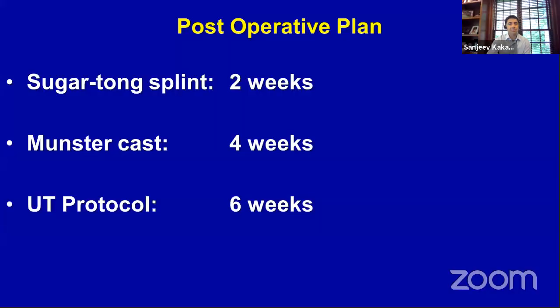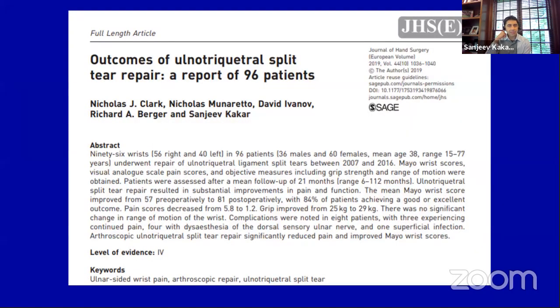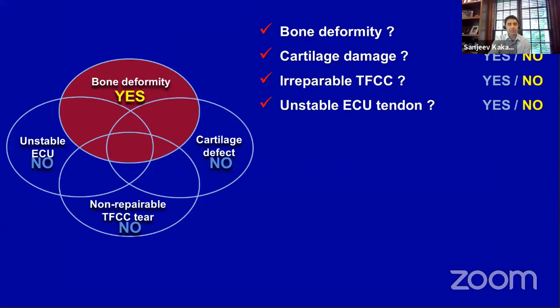So in terms of post-operative planning, these patients are splinted for 6 weeks before they start treatment. And we looked up our series here and we had 96 patients, and overwhelmingly the patients did well. They did have some numbness at the dorsal sensory branch of the ulnar nerve, which is to be expected, but these resolved. So that was pretty straightforward. So that's a TFCC problem.